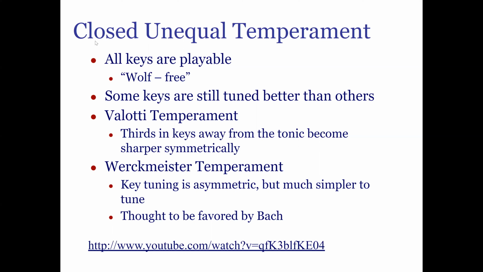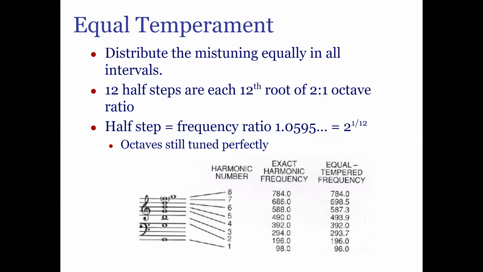A closed temperament doesn't have to be equal temperament, which is what we're moving on to next. As we see here, there's asymmetric tuning, which means all these intervals will end up different. That's what the unequal means. Different frequency ratio, fifths, thirds, etc., as opposed to an equal temperament where every fifth, third, etc. is going to have the exact same ratios.